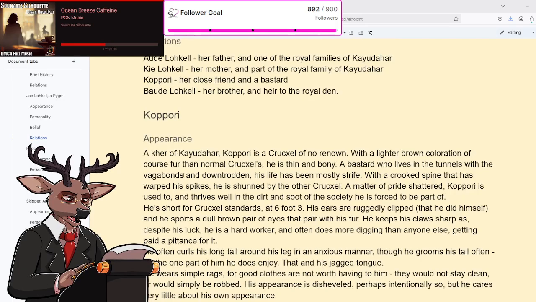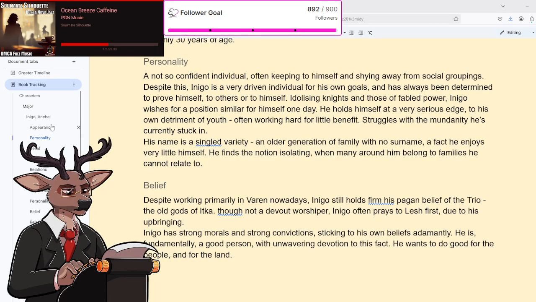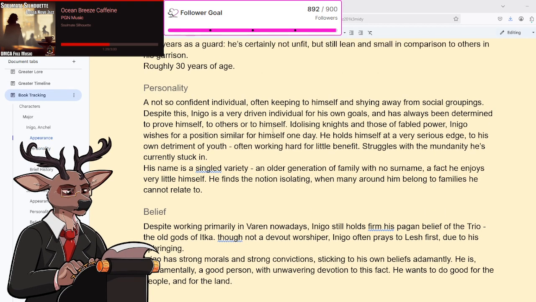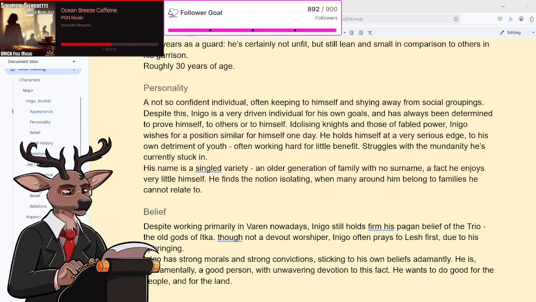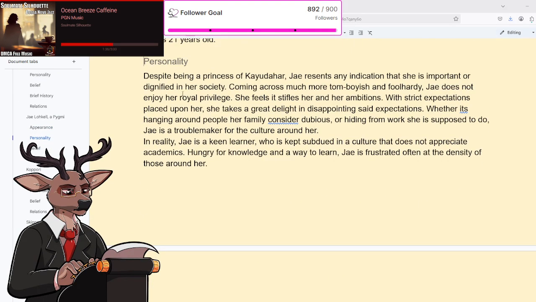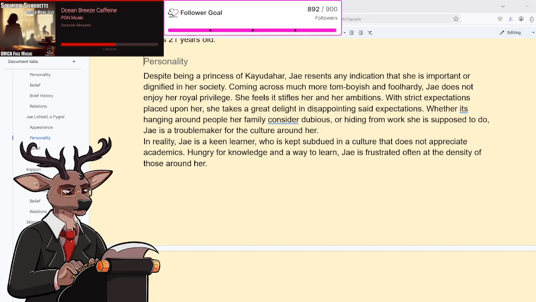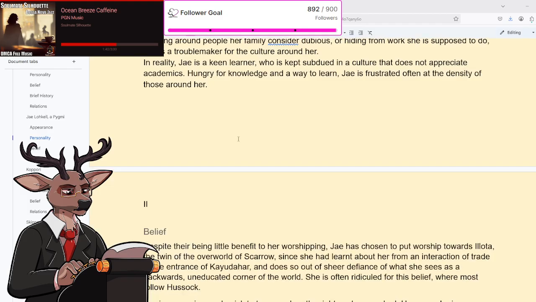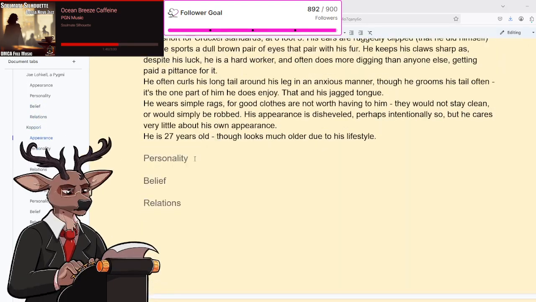I remember I'm trying to make these very detailed so that I can come back to these. Who's that? That's Inigo. No, I wanted personality. Yeah. Okay. Cool. I can work with this.